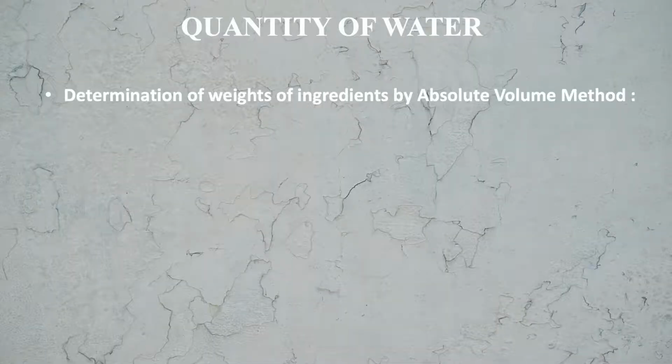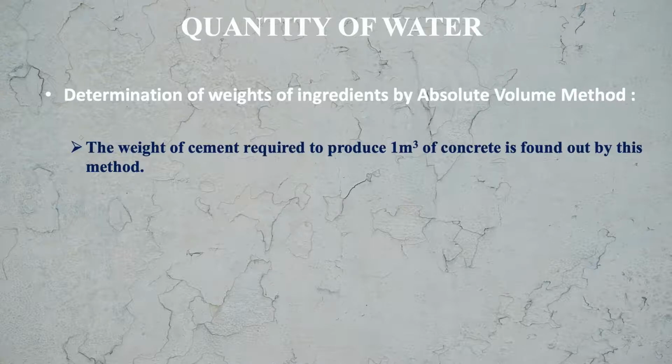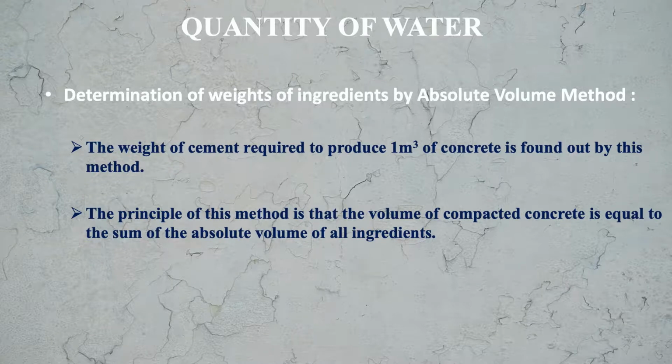Then, determination of weights of ingredients by the absolute volume method. The weight of cement required to produce 1 cubic meter of concrete is found out by this method. The principle of this method is that the volume of compacted concrete is equal to the sum of the absolute volumes of all ingredients. Now let us see what are the limitations of this Road Note number 4 method.